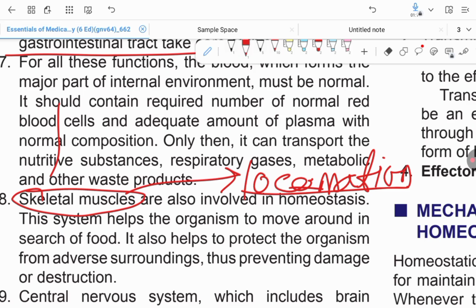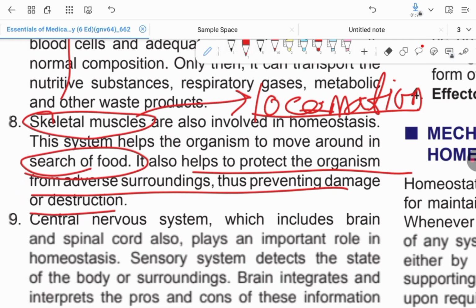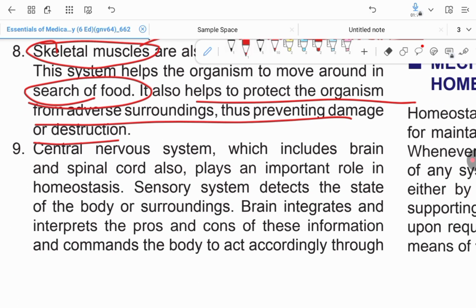Okay, move around in search of food. We have to change the location. It also helps to protect the organism from the adverse surroundings, thus preventing damage or destruction. Okay, to protect ourselves, we need skeletal muscles.